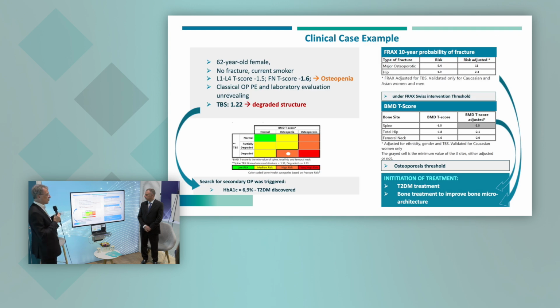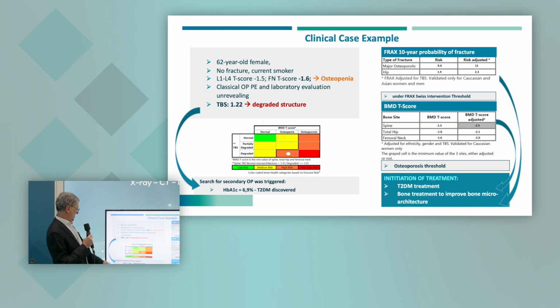So now if I take one clinical example, and that will be almost my last slide. You have a patient who is 62 years old, with no fracture, she's smoking, and the BMD T-score at the lowest site says she's osteopenic. The laboratory is unrevealing, no major issues. TBS is fairly low, like a degraded structure. So we go through the BMD T-score and say, okay, osteopenic. So what could have triggered a degraded structure at this age? Current smoker and degraded structure, which is fairly low.